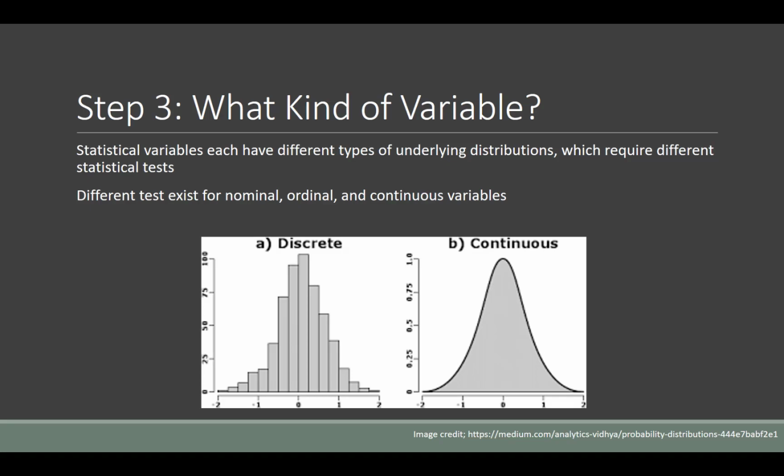Finally, we're asking ourselves, what kind of variable are we assessing? So statistical variables each have a different type of underlying statistical distribution, and therefore each requires a different statistical test. There's a different test for nominal, ordinal, and continuous variables. This figure is simply showing that there are different types of underlying distributions and kind of why we would need different tests.